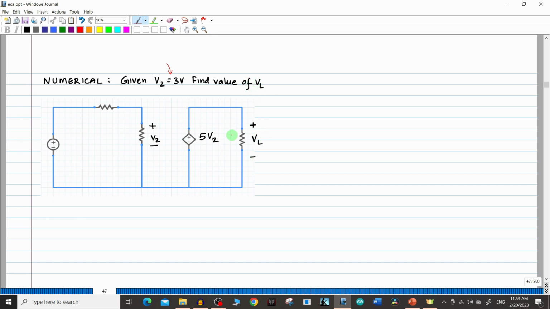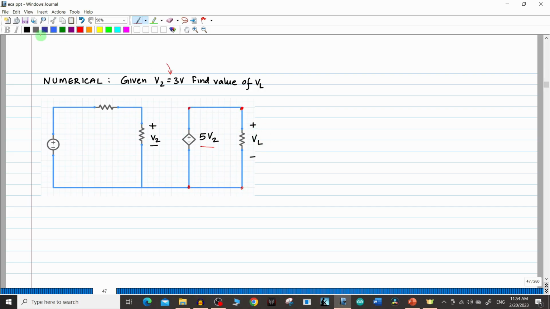So VL is the voltage across this resistor, and you can see here you are having a voltage controlled voltage source. How do I tell that? Because you can see that this is a dependent voltage source, having a magnitude of 5 V2, and V2 is the voltage across this particular resistor here. They have asked you to find the value of VL. Now, if you closely note, the resistor and the dependent source here are connected through the same points. The point here is the same as this point, because it's the same conductor, right?